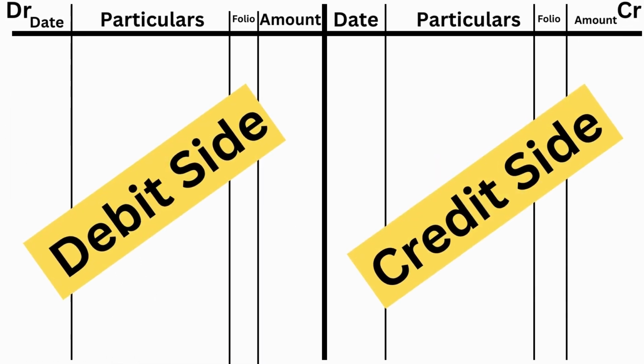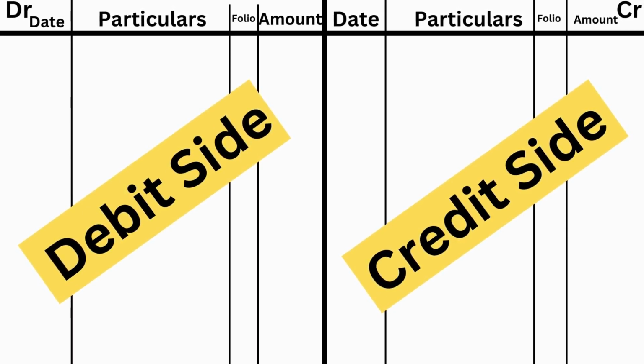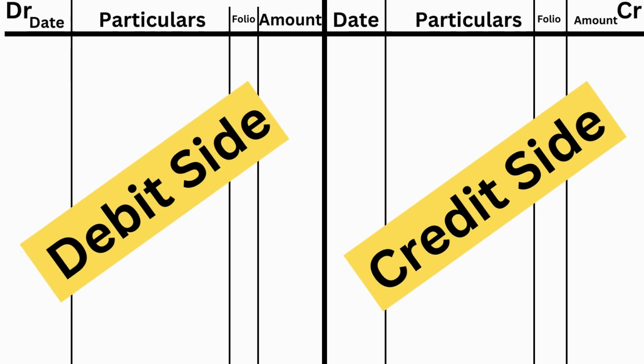Based on the format of single column cash book, on the debit side, we are having our date column, particulars column, folios column, and amount column. The same thing happened to the credit side of the cash book. All these have been explained earlier. Now let's move to the illustration.